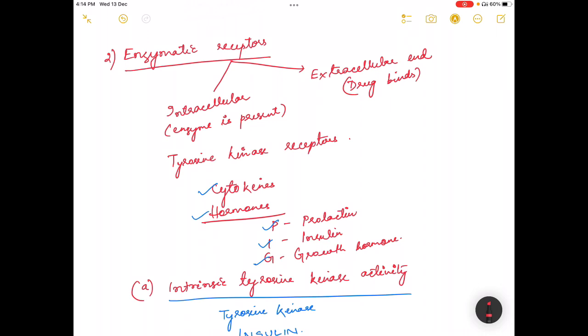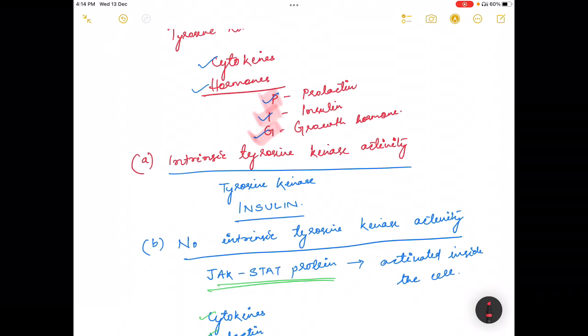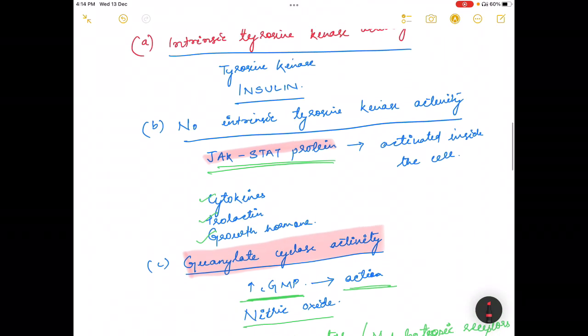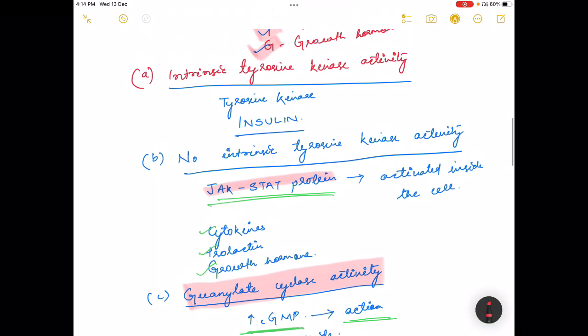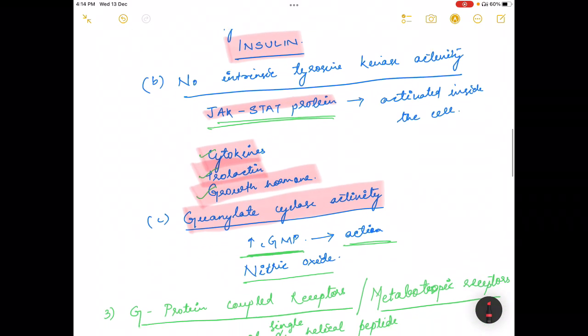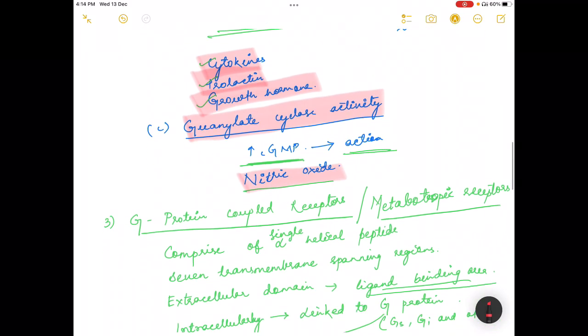Apart from that, the other kinds of receptors like cytokine receptors and hormone receptors like prolactin, insulin and growth hormone. These are of three categories: with tyrosine kinase activity, without tyrosine kinase activity, or with guanylate cyclase activity. The example of tyrosine kinase activity is the insulin receptor. Those without tyrosine kinase activity are cytokines, prolactin and growth hormone. And guanylate cyclase activity is for nitric oxide.